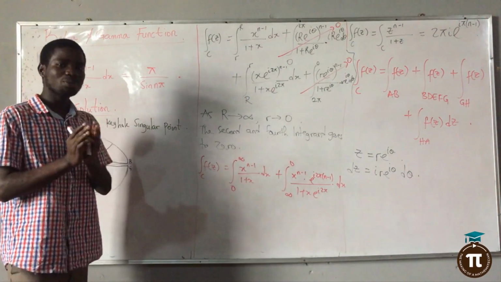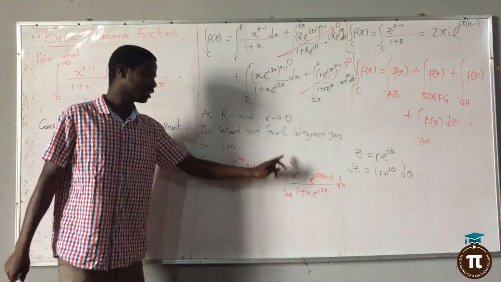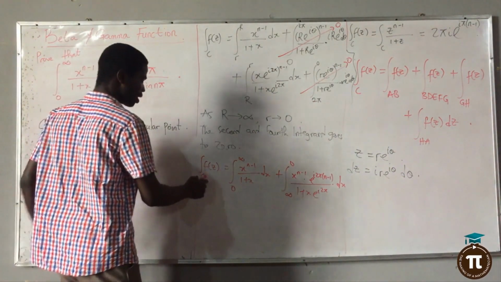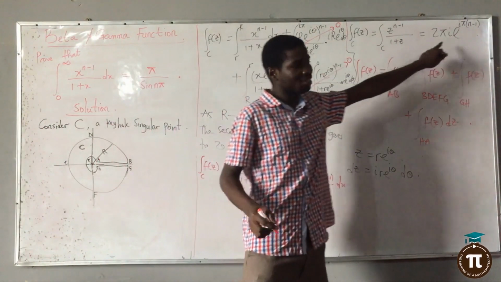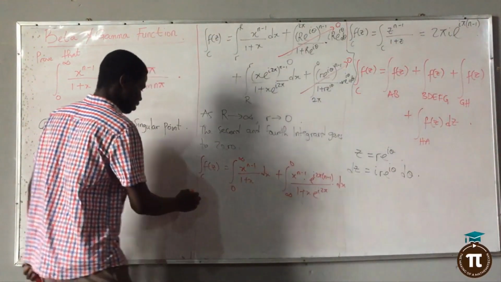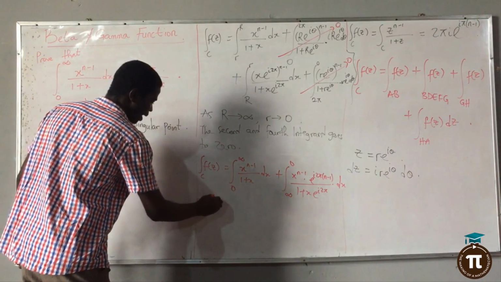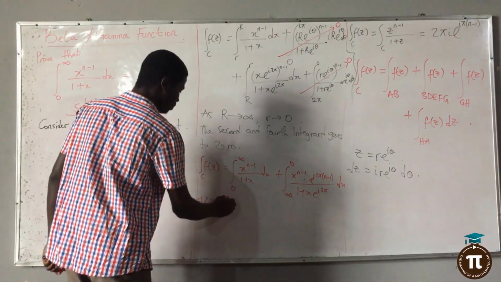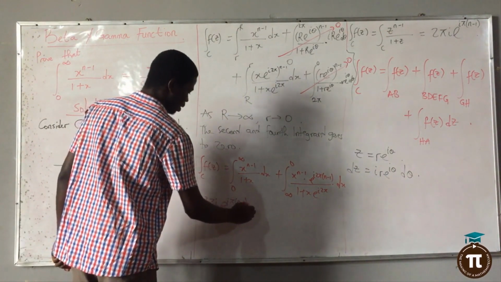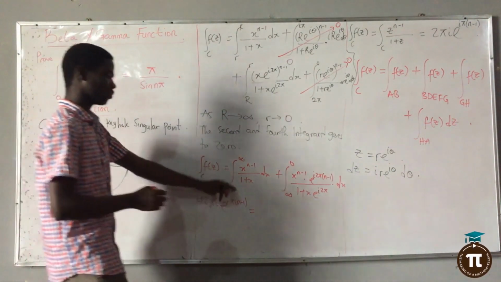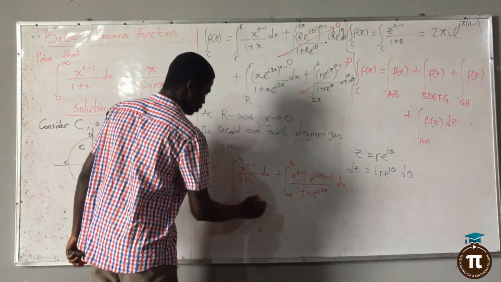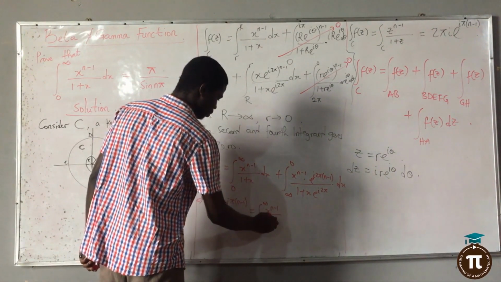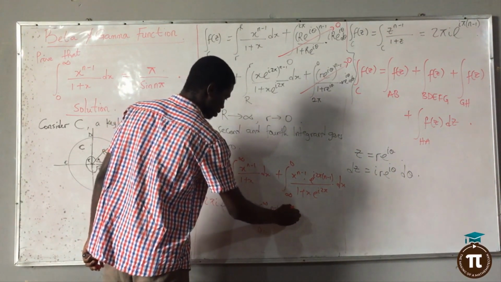So the next thing that will happen now is to swap the integral. You swap the integral, and now what is the value for this? You've calculated this already. This is 2πi. The value of this one is 2πi e^(iπ(n-1)), which is equal to the integral from 0 to infinity of s^(n-1) over 1 plus s ds.